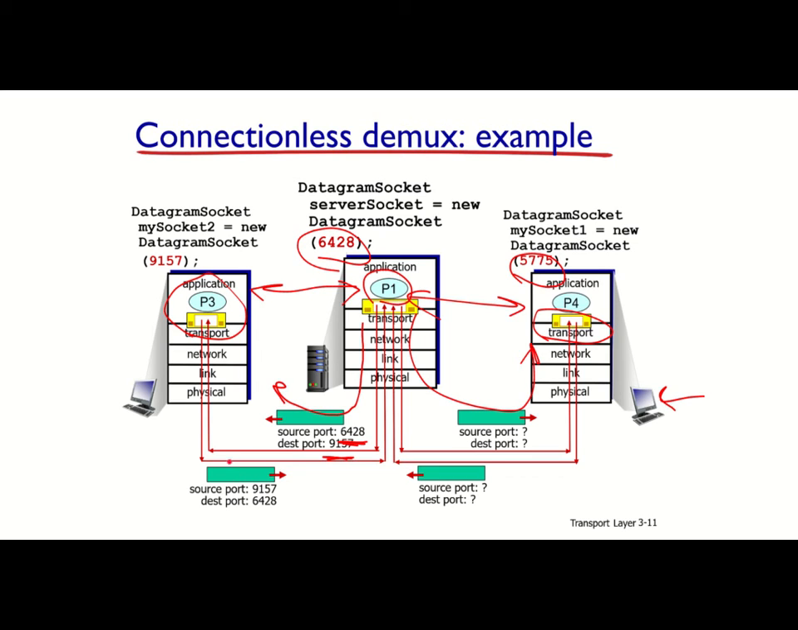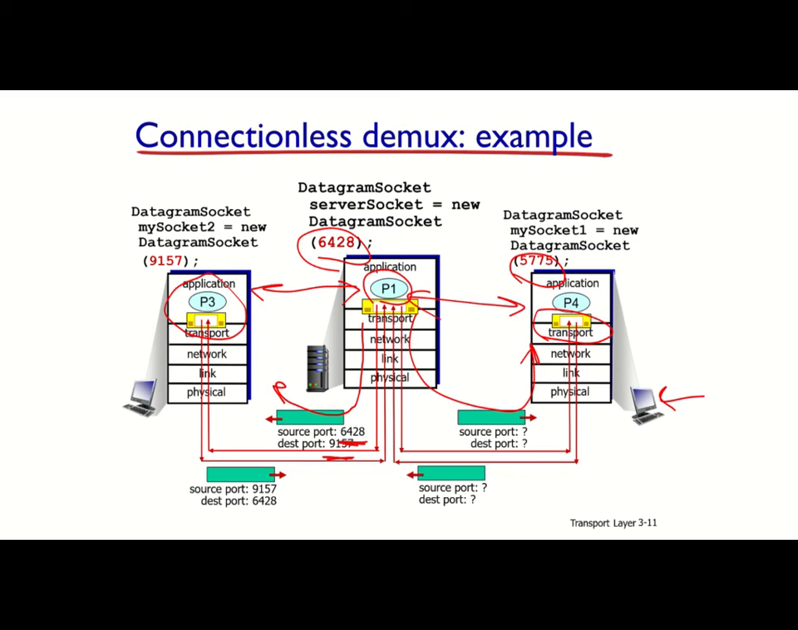For this kind of messages, which are sent from P3 to P1, the source port number would be 9157 and the destination port number would be 6428, because here we have 6428 in the receiving process of this message.